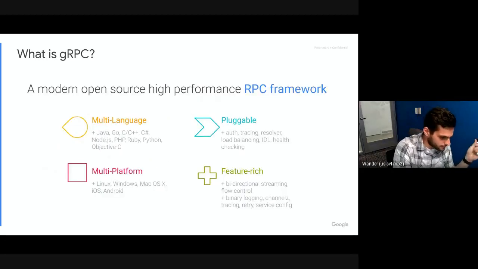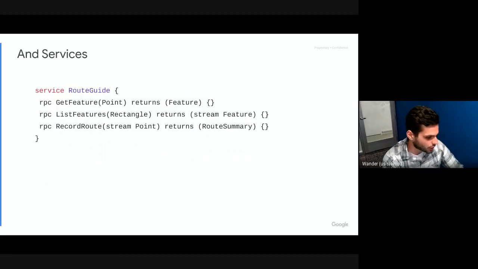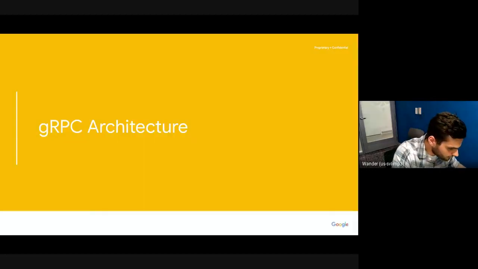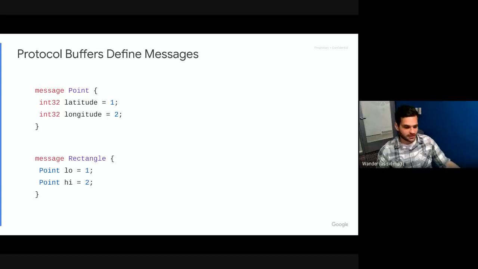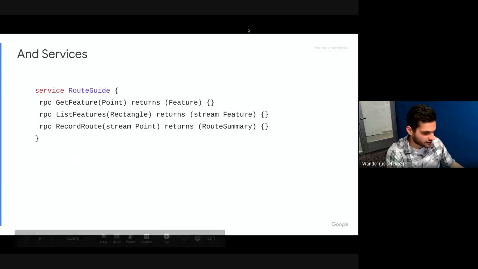Okay, so that's what we call the interface definition language. Technically speaking, gRPC is agnostic to the interface definition language. But what we do is we will generate code for your protocol buffers that knows how to do serialization and deserialization. So let's go to the next part.